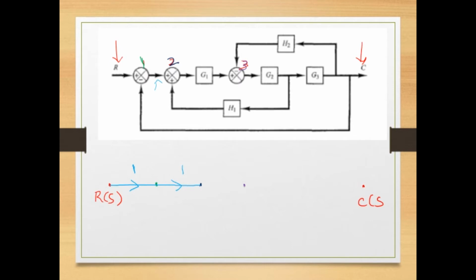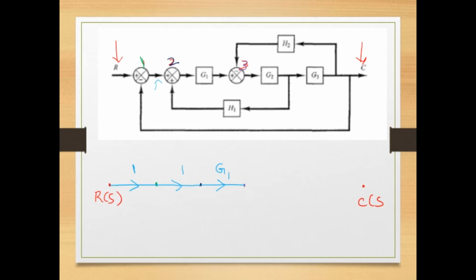Next we have our third summing point. I have constructed only till here. So between the second summing point and the third summing point, there is a block with gain G1. So I draw a path and I represent the branch gain as G1. So this is the third summing point. I have not represented the takeoff point still. This is still the third summing point.